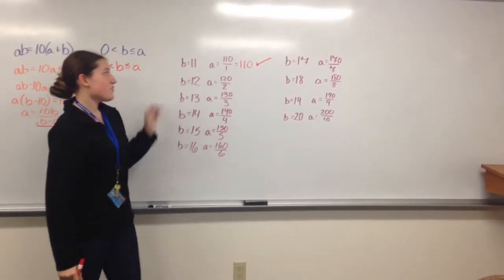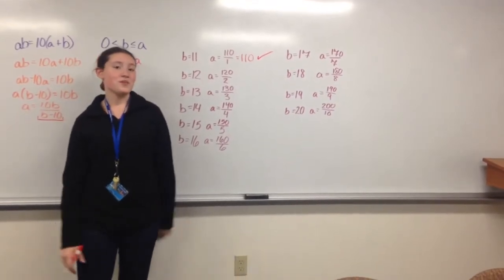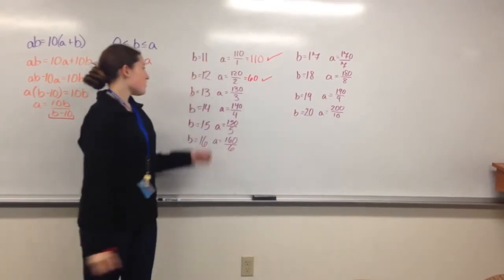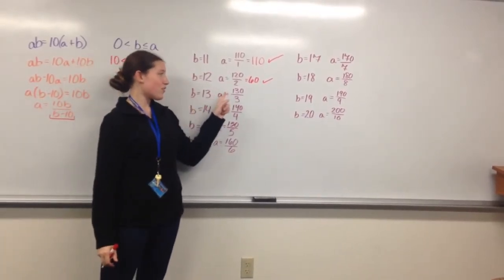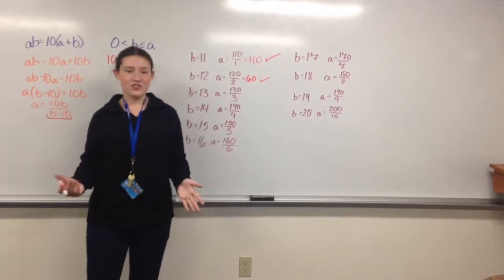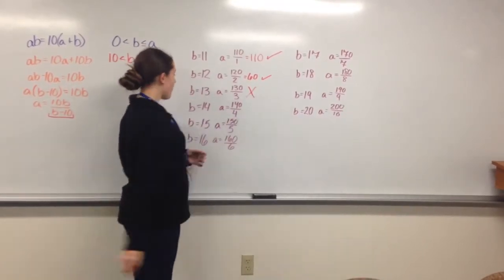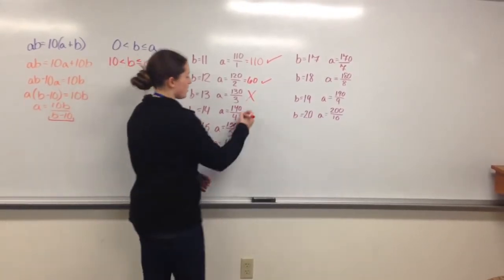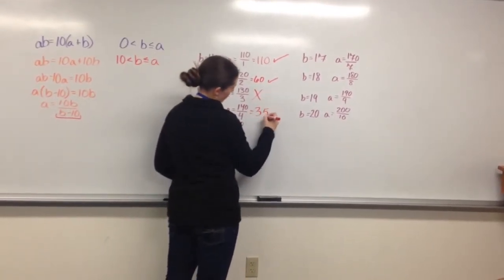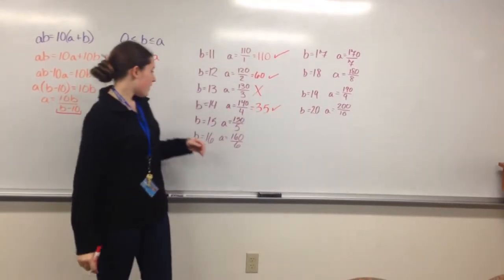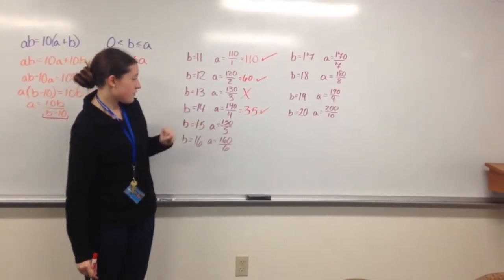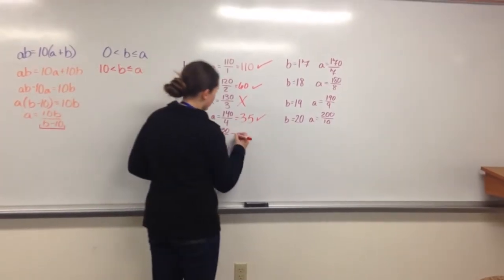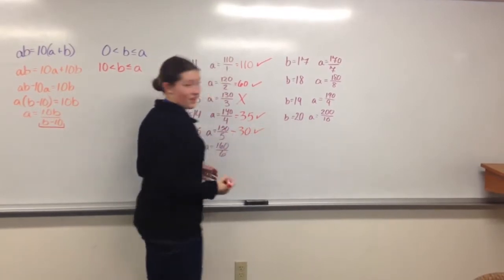When you plug in 12, you get 120 over 2, which is equal to 60. So that pair checks out. When you get to 13, you get 130 over 3, and that's not an integer, so it doesn't work. When you get to 14, you get 140 over 4, which is equal to 35, which checks out. Then we get 150 over 5 for B equals 15, and that is equal to 30. So that one checks out as well.